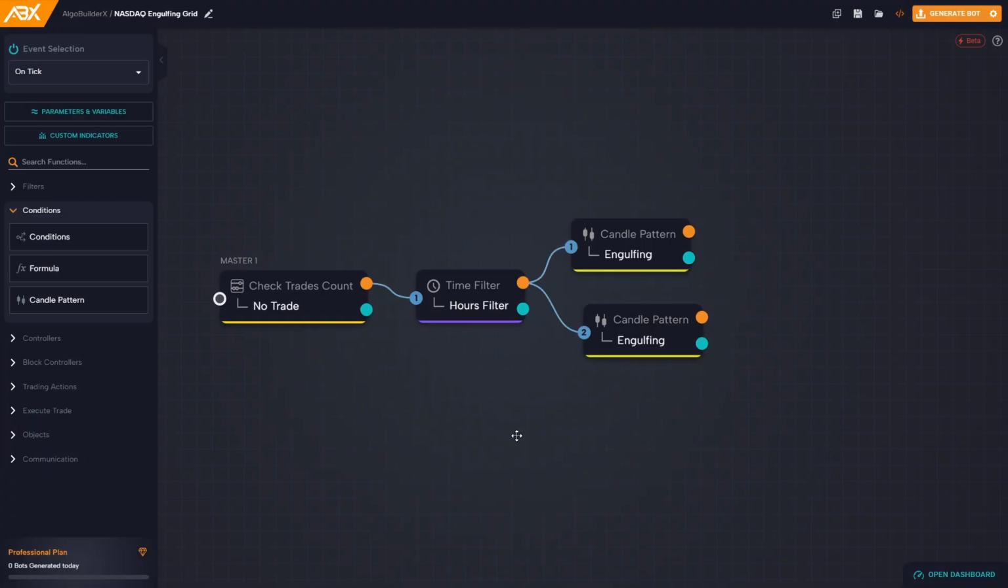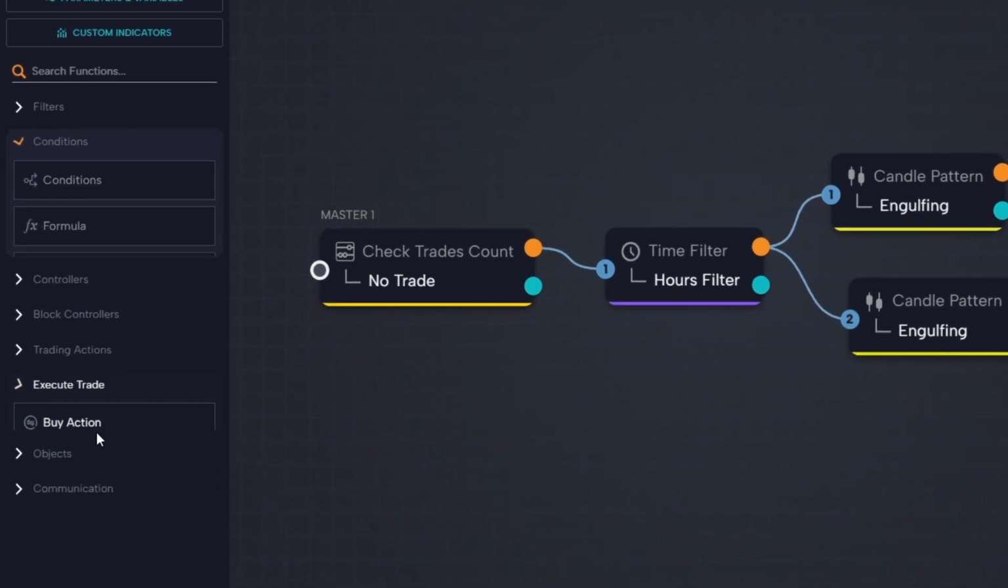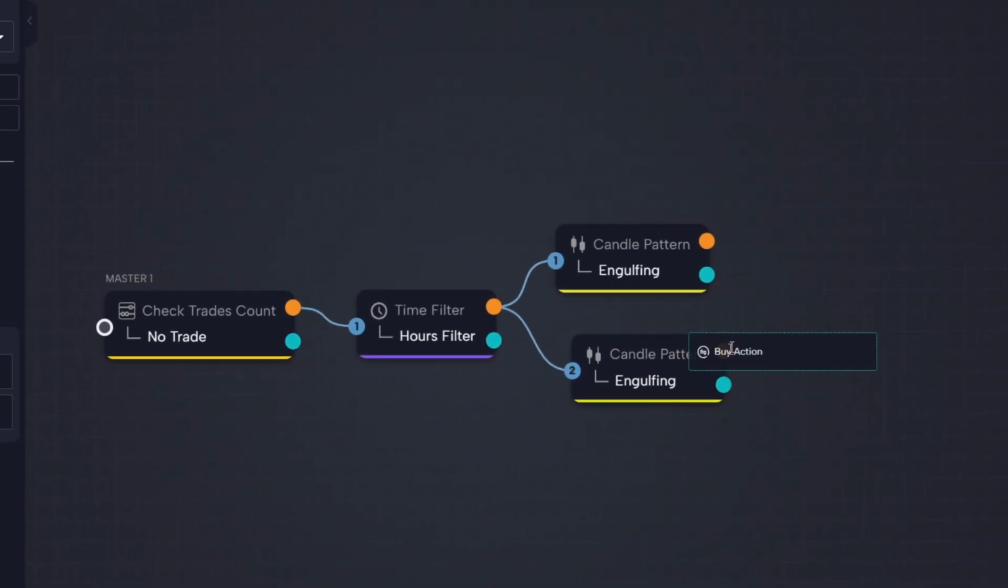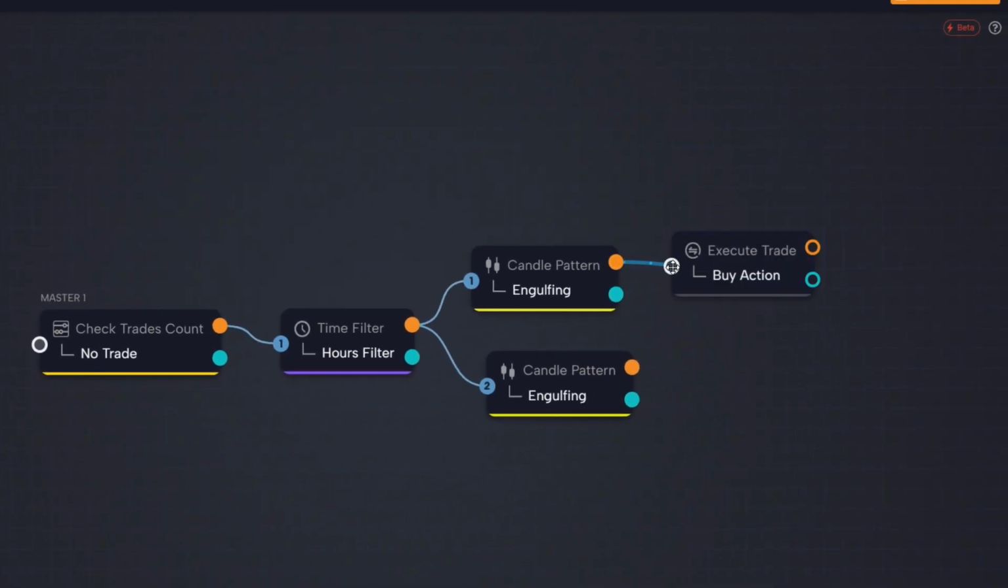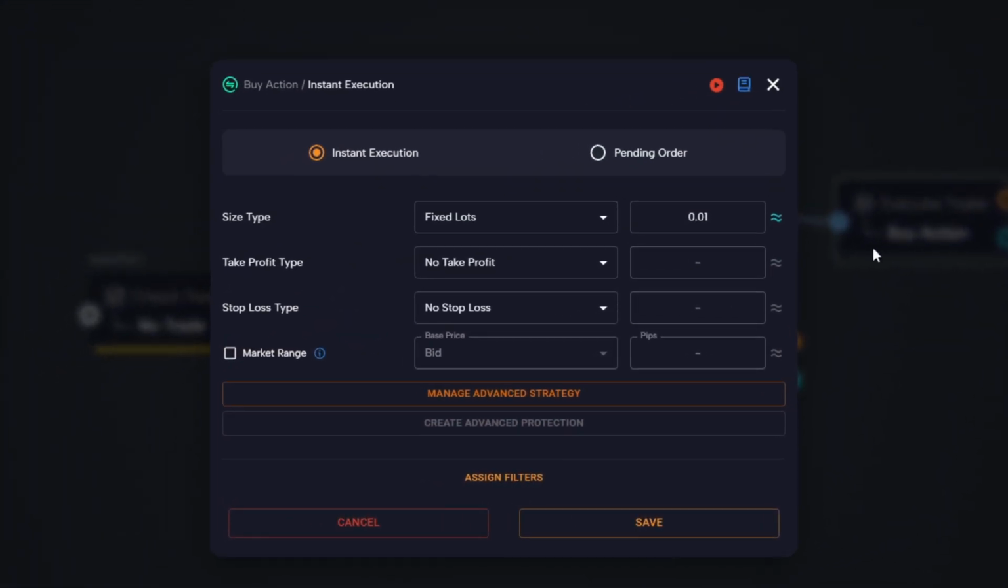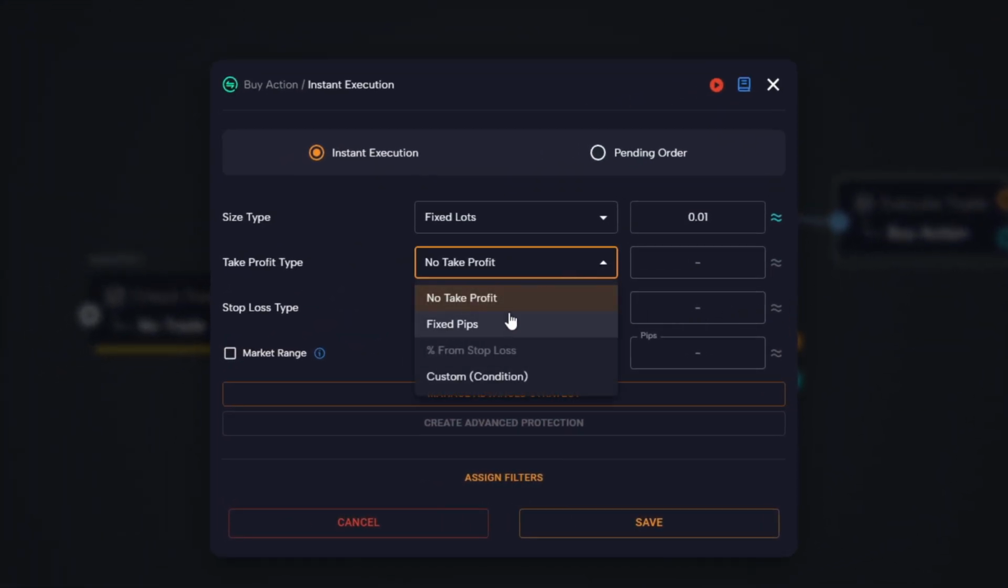Now, we connect the engulfing pattern signals to the buy and sell execution blocks. We drag the buy action block and connect it to the engulfing bullish pattern. Next, we configure the grid strategy for buying.